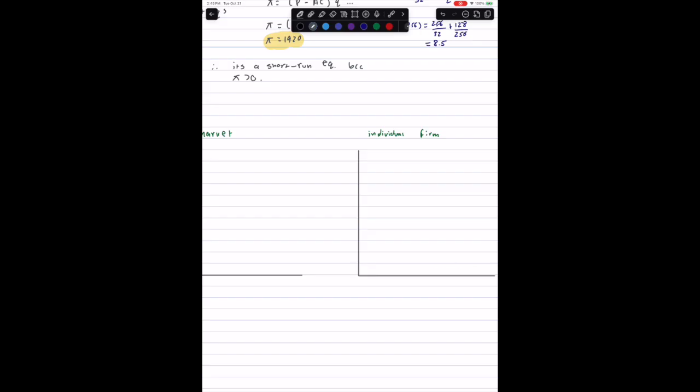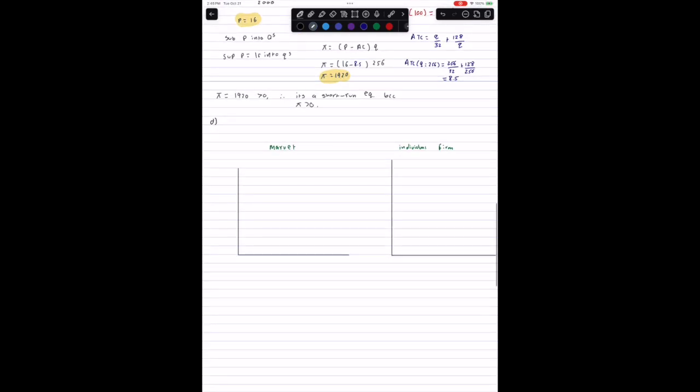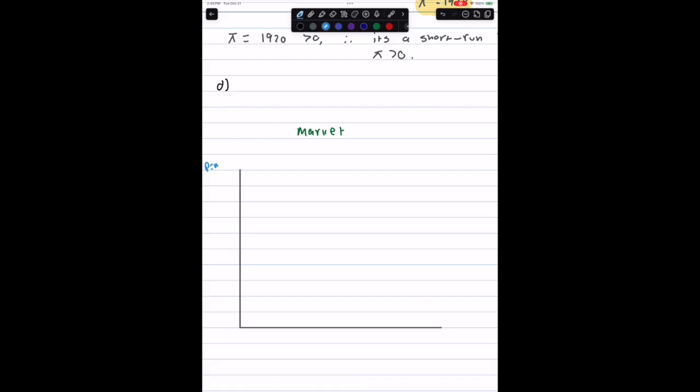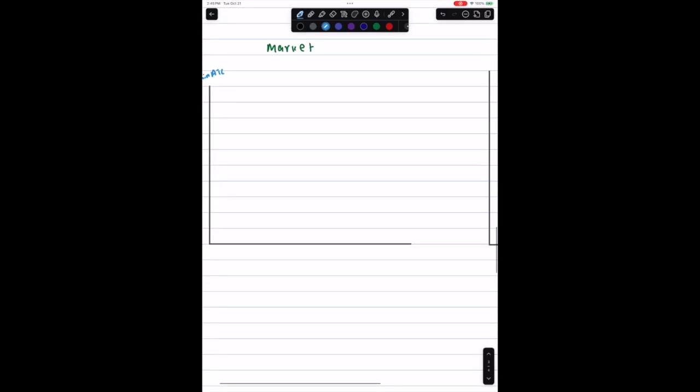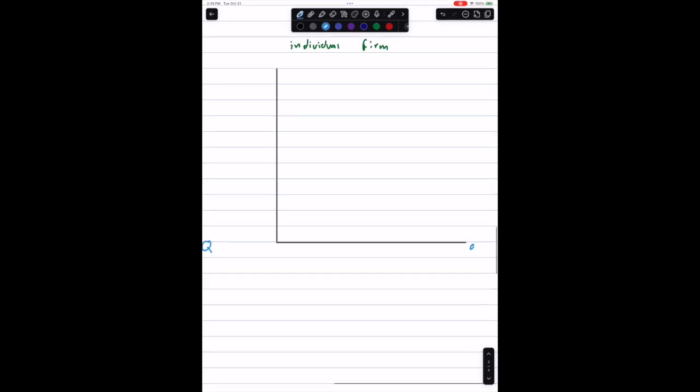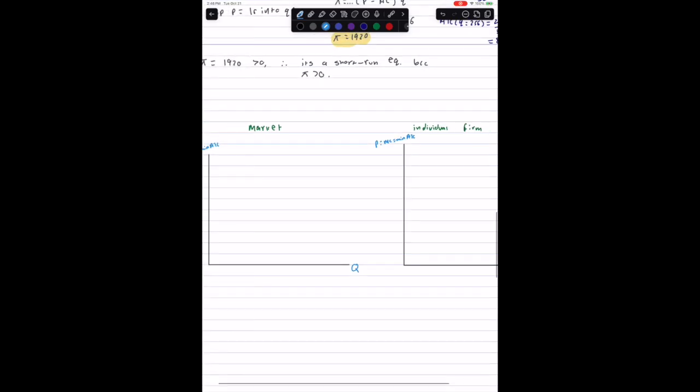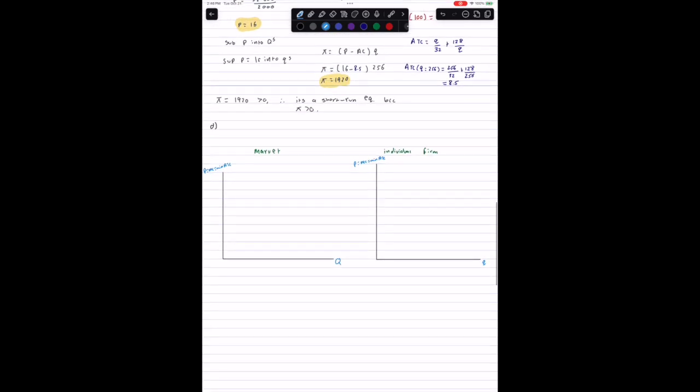Perfect. Whoa. Let me fix this actually. Hold on. Okay, that's better. We know on the vertical axis, it's price equal marginal cost equal min average total cost. We know this is Q. We know this is small q. Price equal marginal cost equal minimum average total cost. Let's start with the market, right?